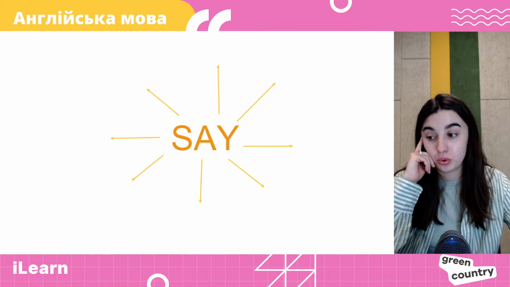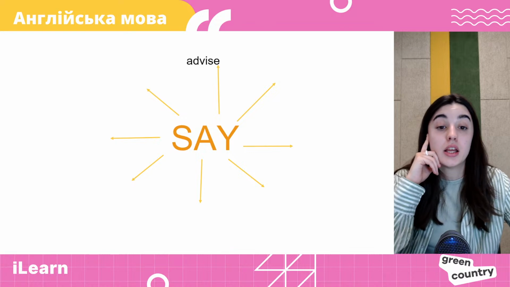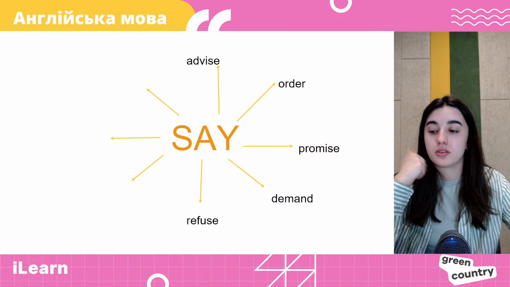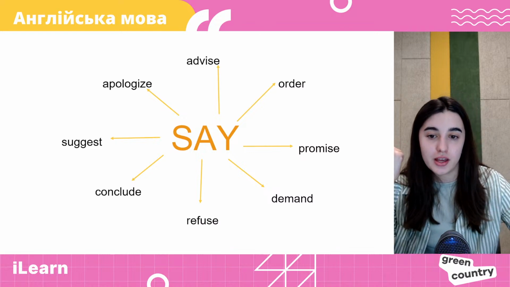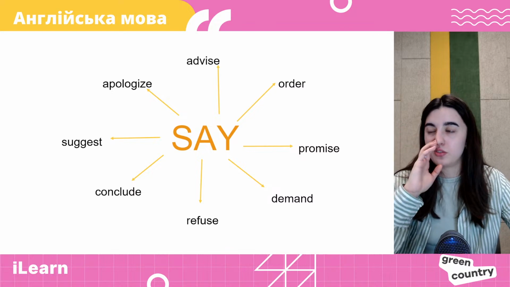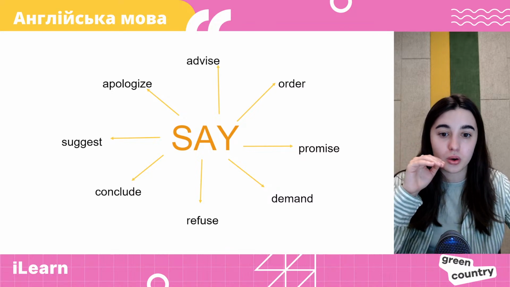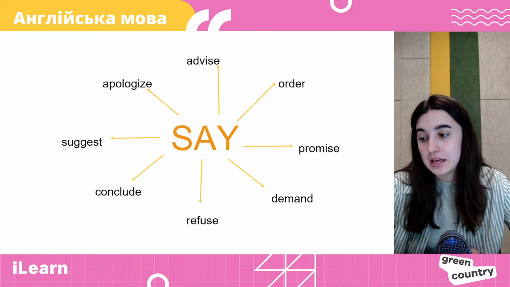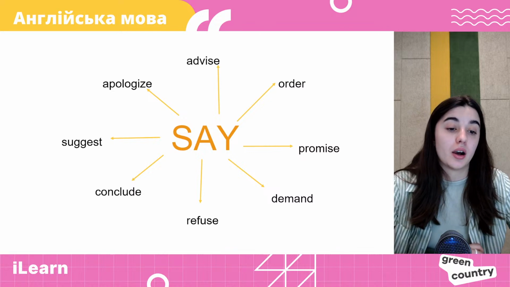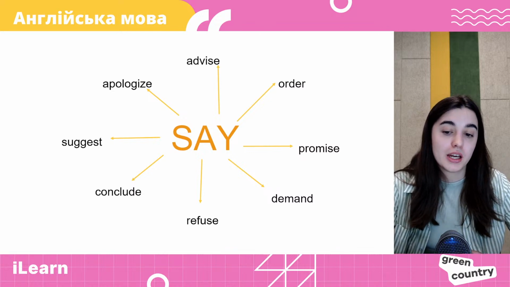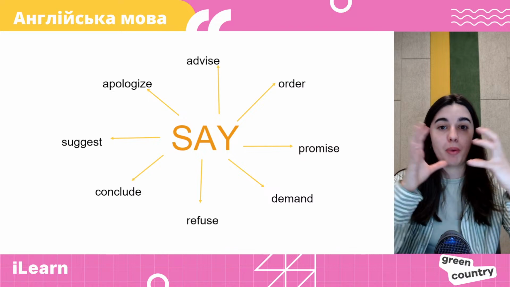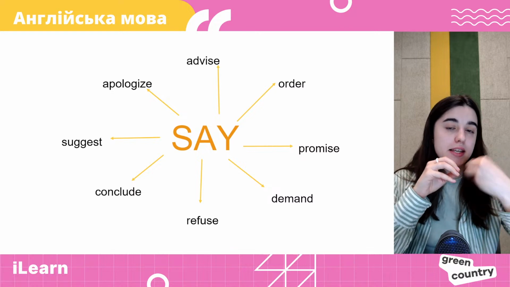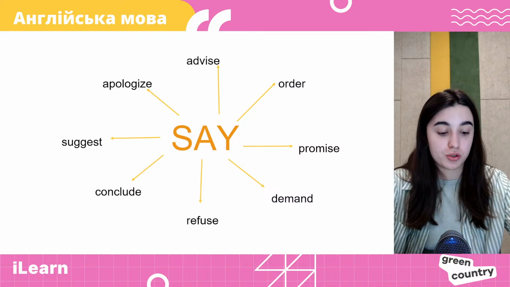Okay, wonder, report, order, state. Good. Also, advise, order, promise, demand, refuse, conclude, suggest, apologize. For example, all these words can be used instead of say. Claim, good. So, when we use these words, we can expand our knowledge, and we won't repeat "say" so many times. We can choose different options.